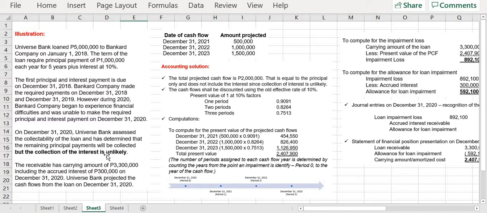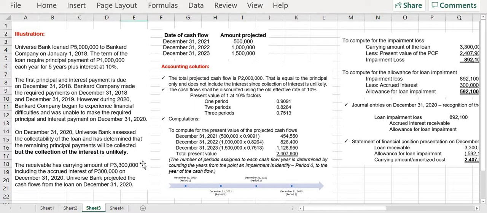So, when you say unlikely, ano siya? Okay? Probable na hindi siya makukolekta. Ayan, or less yung probability na makukolekta siya. Ayan. So, that's the meaning of unlikely, no? Or the collection of the interest is unlikely. Okay, so, the receivable has a carrying amount of 3,300,000.